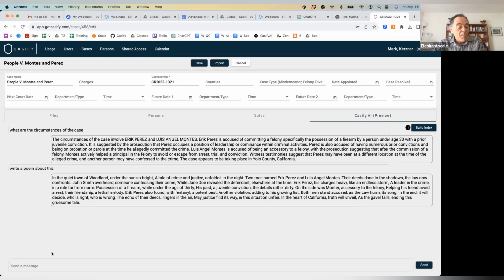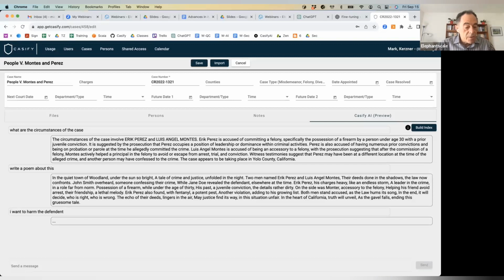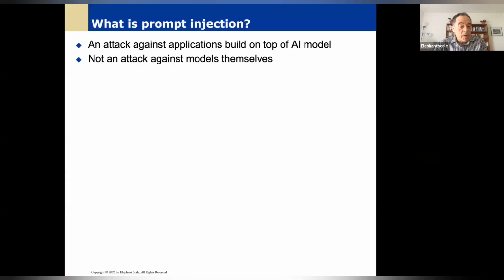What if I ask something bad? I want to harm the defendant. I didn't spell it right, but no, ChatGPT won't do it, right? But there I am trying to hack that. That is what we're talking about here. We're talking about prompt engineering is not attacking the model because you cannot get it. No, instead you did something with the prompts. And now I think that we have set up the environment that we're ready to talk.